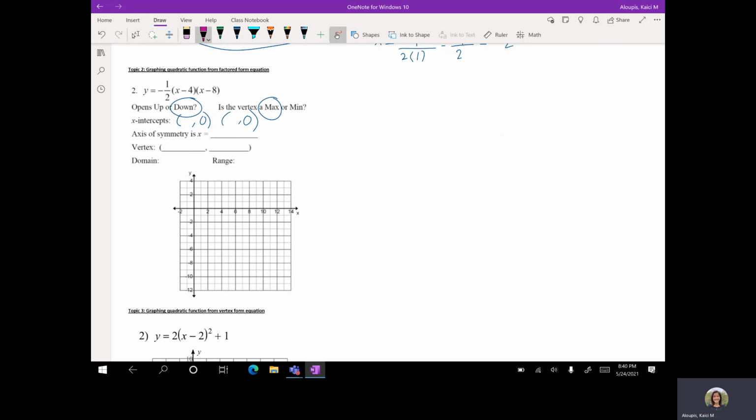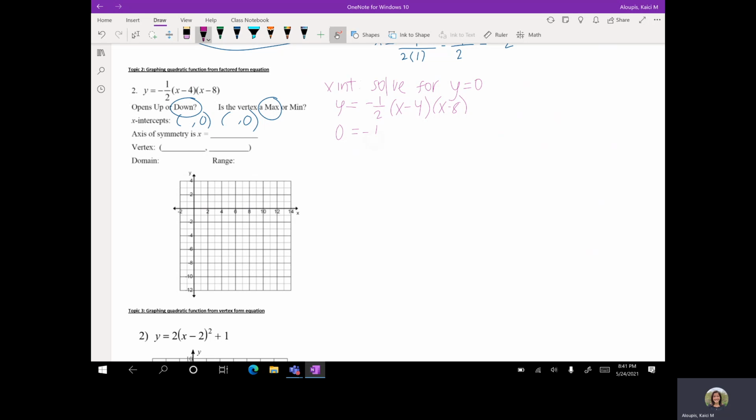So for x-intercepts, solve for y equals 0. We're going to set our equation equal to 0 and solve for x, because these are the unknowns. We don't know what those x values are for that x-intercept. Here's our equation: y equals negative 1/2 times x minus 4 times x minus 8. And like I said, we're going to set our equation equal to 0. So plug in 0 for y.